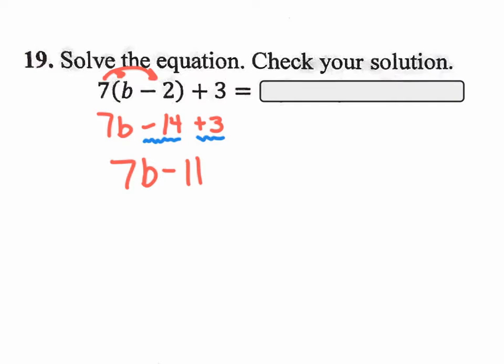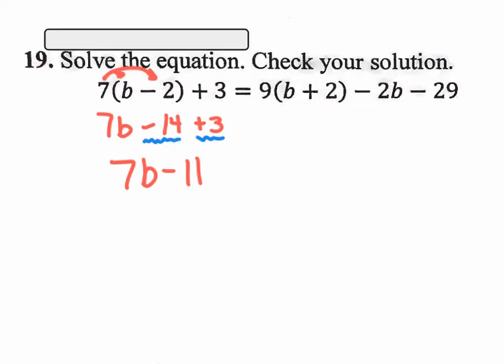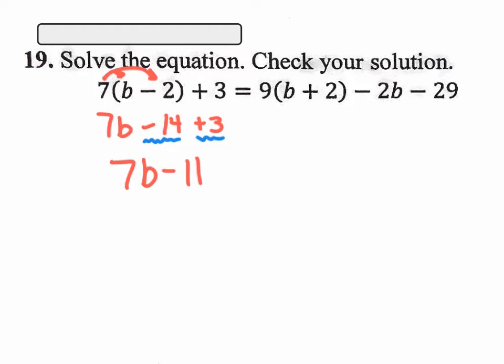So what I want to do now, there's nothing else to do on the left side. So I need to simplify the right side. So on the right side we have all that stuff. So let's distribute and combine like terms also. So I'm going to go 9 times b, that's 9b. We have 9 times 2, that's 18. Then let's bring down the minus 2b and bring down the minus 29.